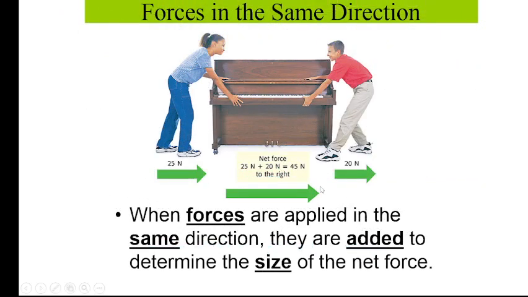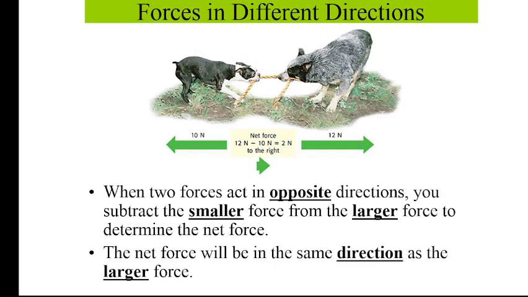In the second figure also, you can see a girl applying 25 Newton force in the rightward direction, and the boy also applying 20 Newton in the rightward direction. So what will be my net force? As it is in the same direction, we have to add: 25 Newton plus 20 Newton equals 45 Newton. And in what direction? As both are in the right direction, we choose the right direction.